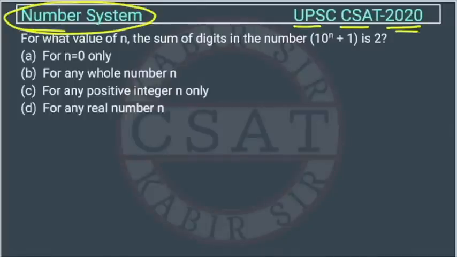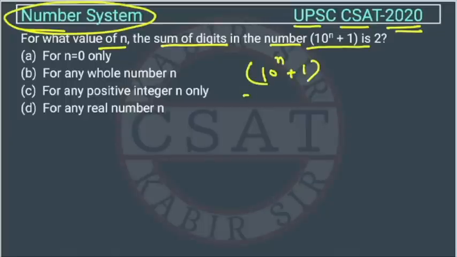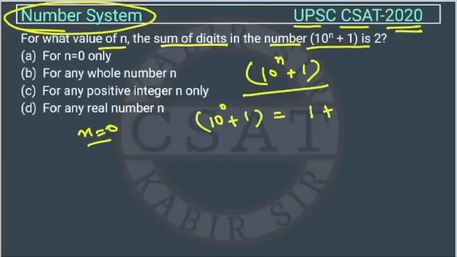For what value of n the sum of digits in the number 10^n + 1 is 2. Right, so he is asking for which value of n this number, ये जो number है इसके जो digits होंगे उनका sum will be 2. Right, so let's take the value of n as 0. If we are taking the value of n as 0, then it will become 10 की power 0 plus 1. 10 की power 0 will be 1 plus 1, so we will get 2. So we are getting 2 what they have given in the question.